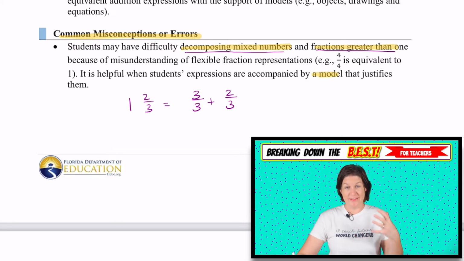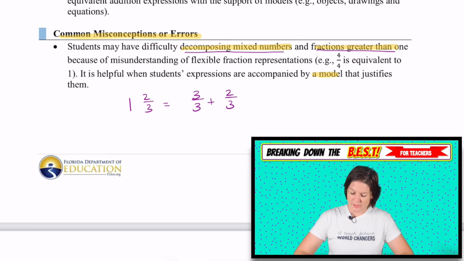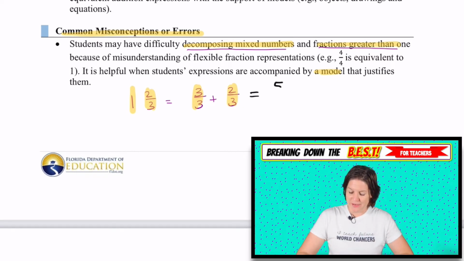I personally think that decomposing mixed numbers and decomposing fractions greater than 1 helps students to convert a fraction greater than 1 into a mixed number. For instance, 1 whole could be represented as 3/3, and then if we added 2/3 to that, 3/3 plus 2/3, or compose that decomposition, that would be 5/3, which would be our fraction greater than 1.